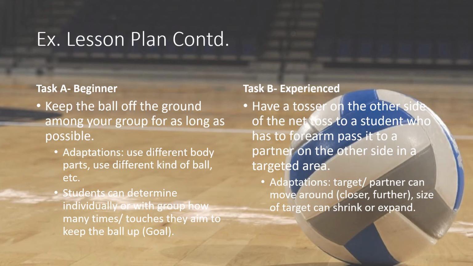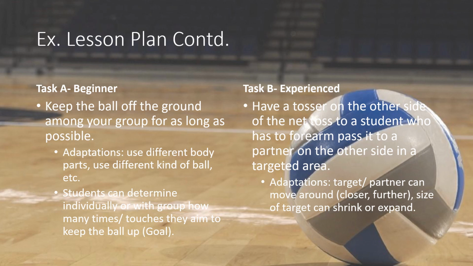And here are a couple examples of some tasks that can be done. So the first task is more of a beginner task, so keeping the ball off the ground for as long as possible with your group or teammates. So this can be made easier or harder by some adaptations to what body part you're using to keep it up, if it's one hand or both hands or all limbs, or using a different kind of ball. So a beach ball would make it easier because the ball floats a little more. And then the goal of this station can be adapted for each group or each student. So depending on how many times they want to hit the ball or how long they want to keep the ball off the ground.